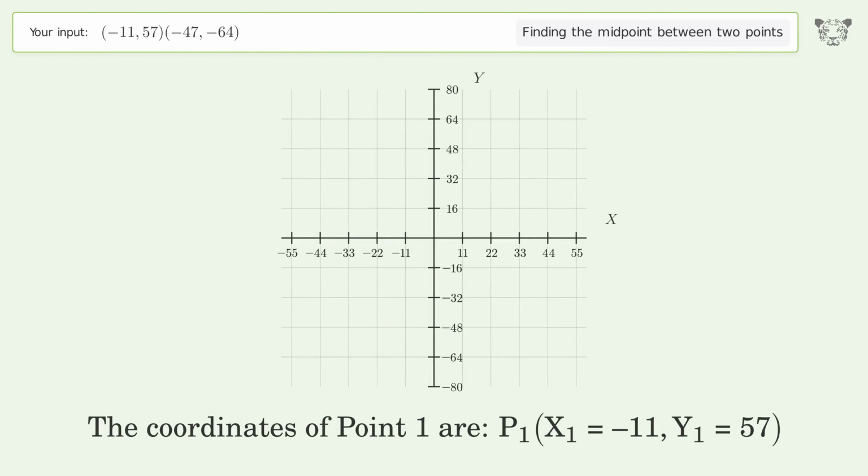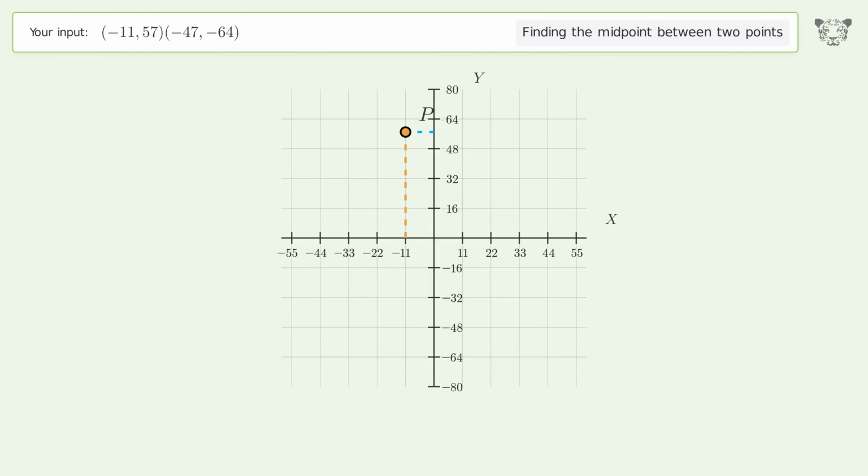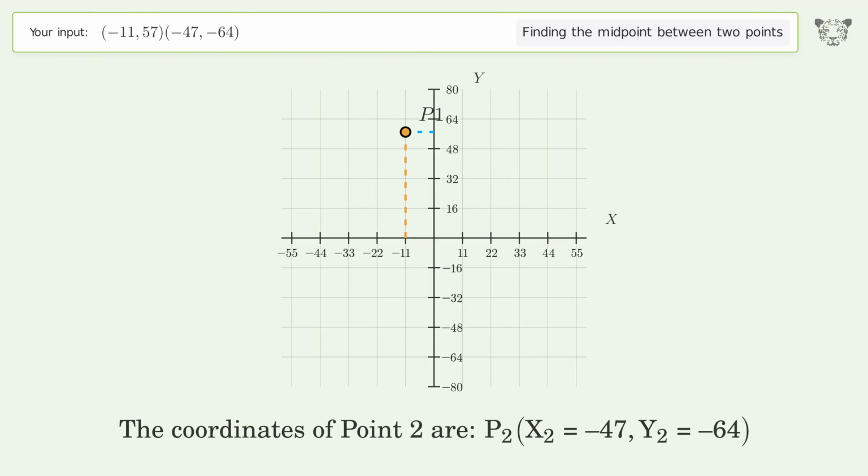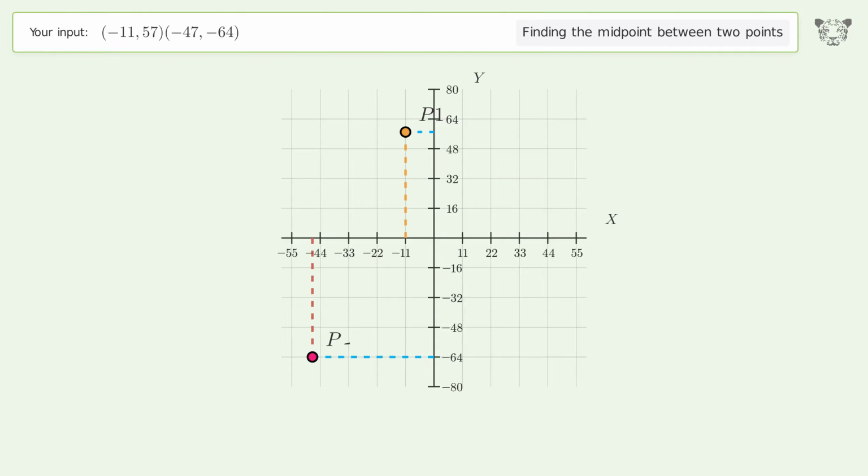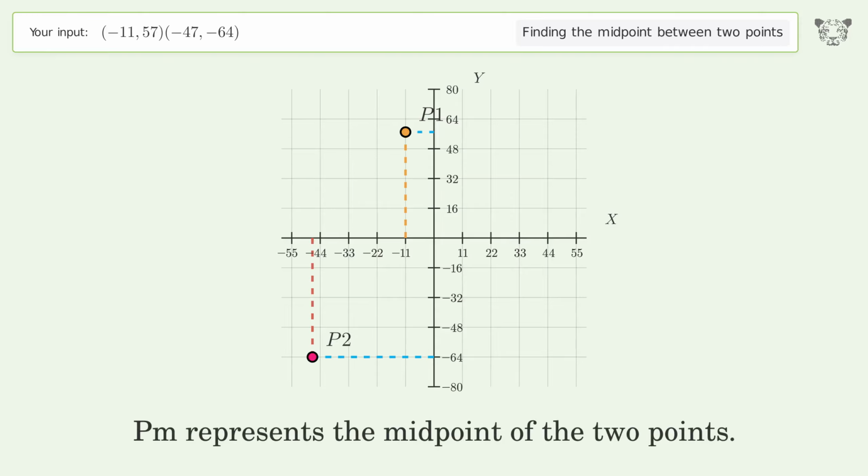The coordinates of point 1 are x1 equals -11, y1 equals 57. The coordinates of point 2 are x2 equals -47, y2 equals -64. PM represents the midpoint of the 2 points.